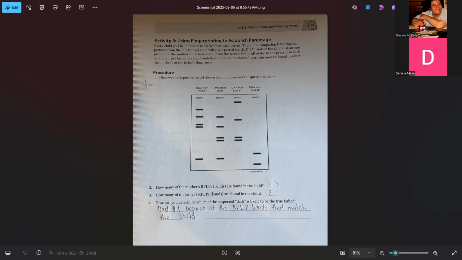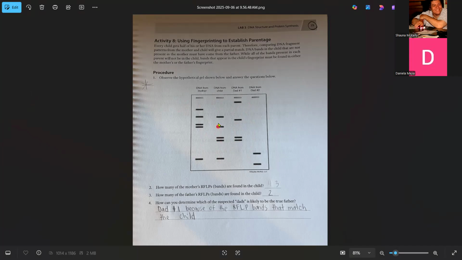So, okay, so this line is DNA from the mother. This line's DNA from the child. This line's DNA from the first man that's presumed to be the father, and this one is the second one.